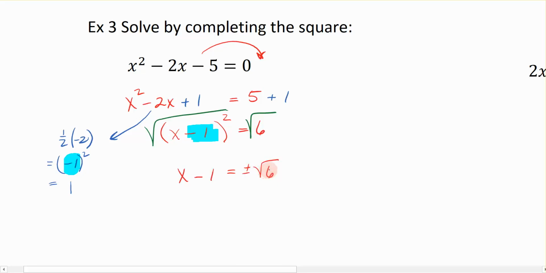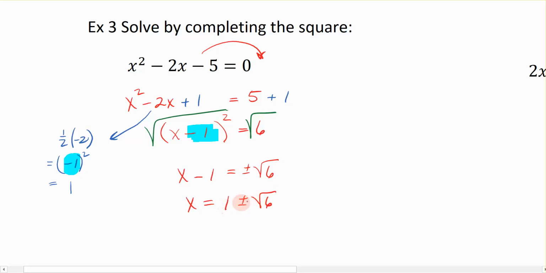Okay, because I can't take the square root of 6 and get a simplified number. I can take the square root and get a decimal value, but there's no perfect square factors of 6 to make this number any smaller, so this is what we leave it as. And now when I solve for x, or get x by itself by adding 1 to both sides, we can write this as 1 plus or minus the square root of 6.